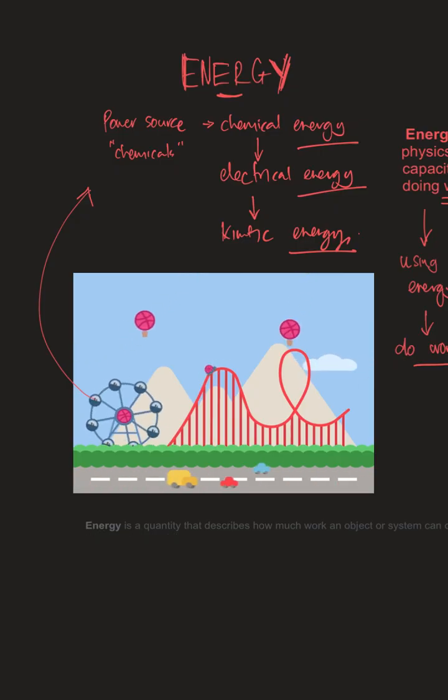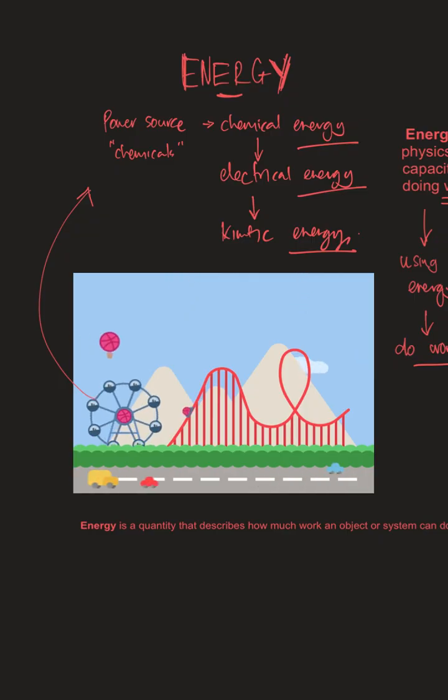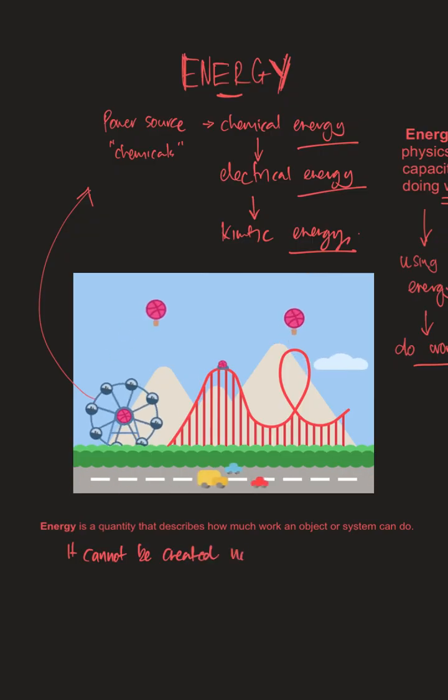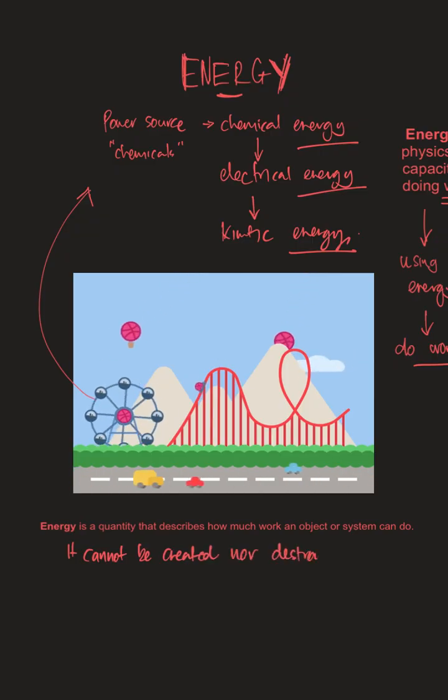Alright, I'll just color this up. So when we're talking about energy, we also need to understand that energy is just like when we look at matter. What we know about energy is that, just like matter, it cannot be created nor destroyed, and we're going to get to that in a little bit. All right, so we've got chemical, electrical, kinetic.